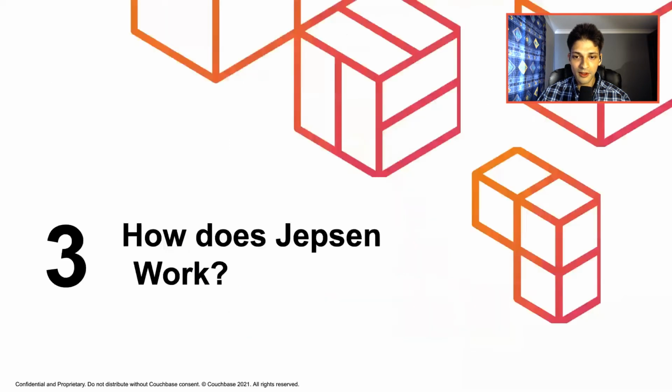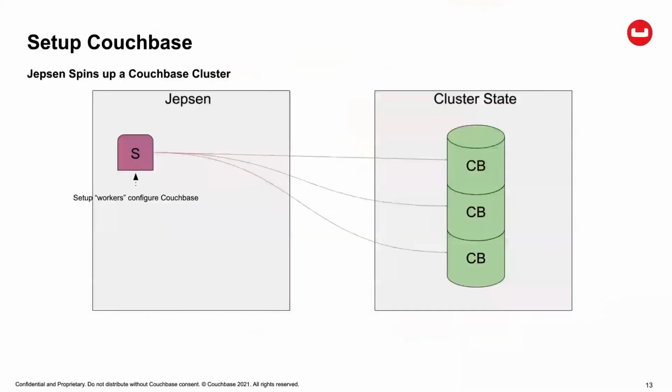So, how does a Jepsen test work? Jepsen testing involves writing an adapter layer which allows Couchbase to be driven by Jepsen. The first step in a test involves Jepsen spawning workers which will spin up a Couchbase cluster. In this example, Jepsen has spun up a Couchbase cluster consisting of 3 healthy nodes.